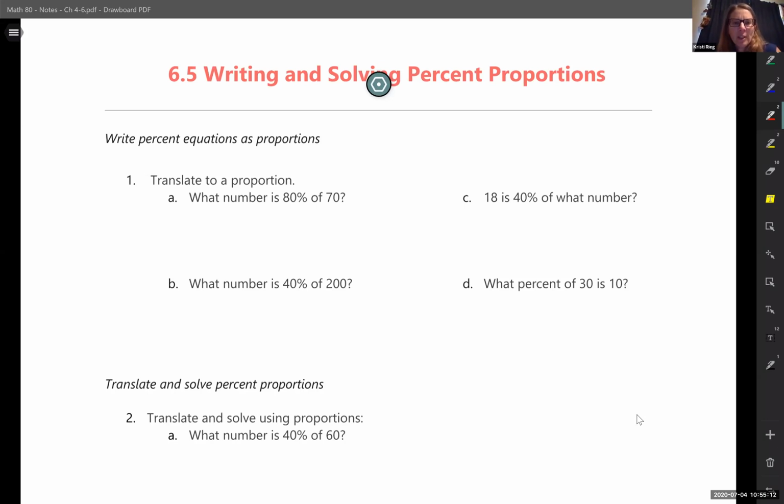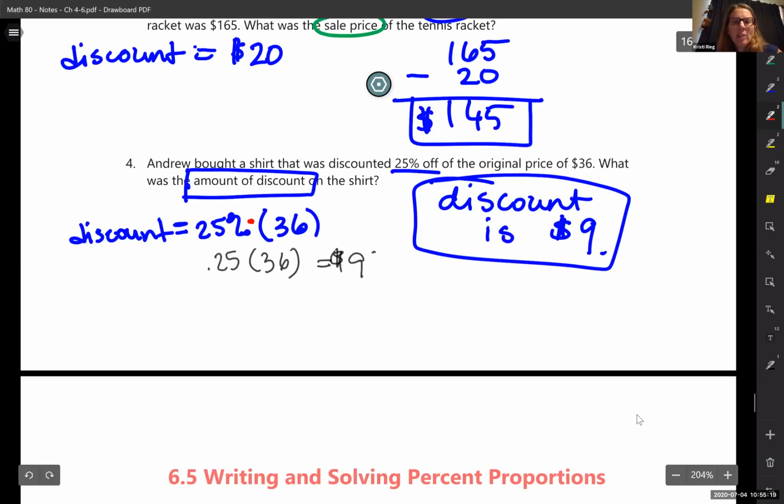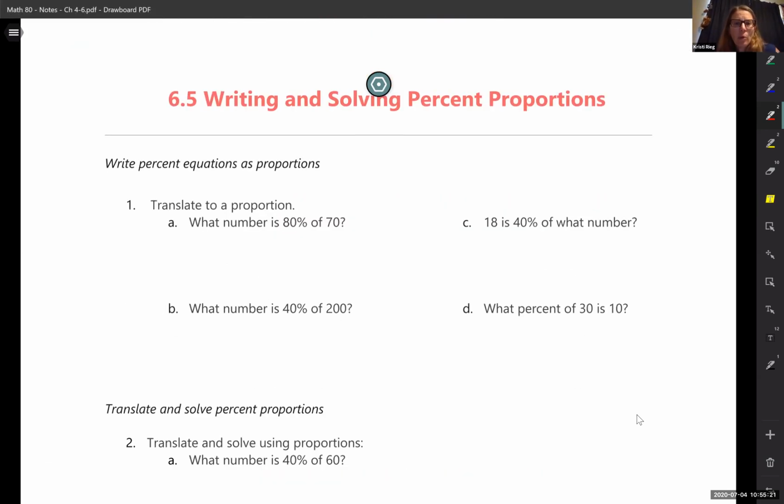Hi, so we are in the last module before the test, and this is kind of a mishmash of the last few sections from a variety of chapters that all have to do with the topics we've been working on, like decimals and whatnot. The next page, where we left off after those discount problems, says writing and solving percent proportions.